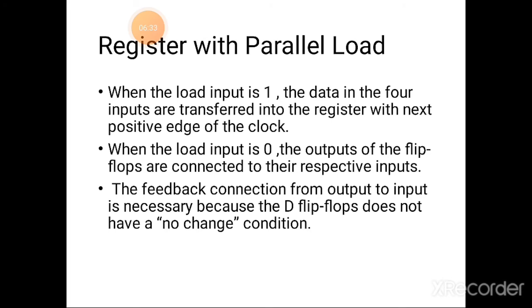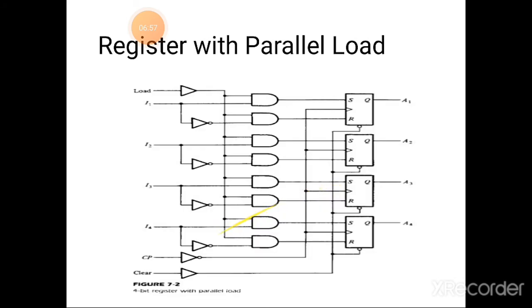Here it explains the load input is 1. The data in the 4 inputs are transferred into the register with the next positive edge of the clock. When load input is 0, then the outputs of the flip-flops are connected to the respective inputs. So the feedback connection from output to input is necessary because the D flip-flop does not have a no change condition. And the next one is register with parallel load using SR flip-flop.